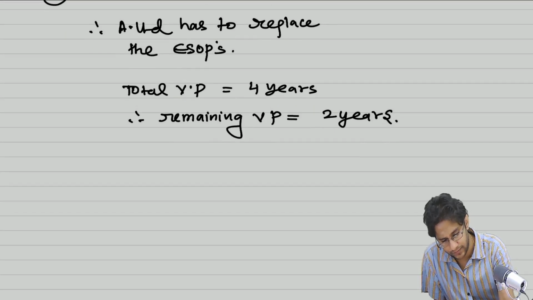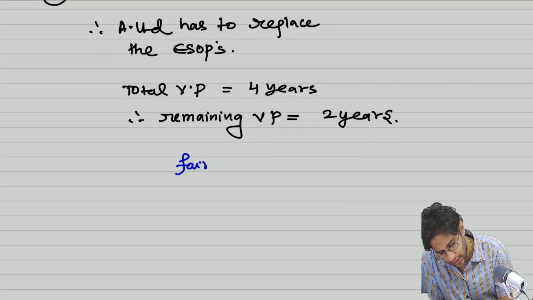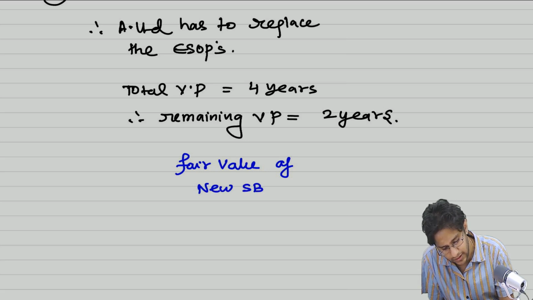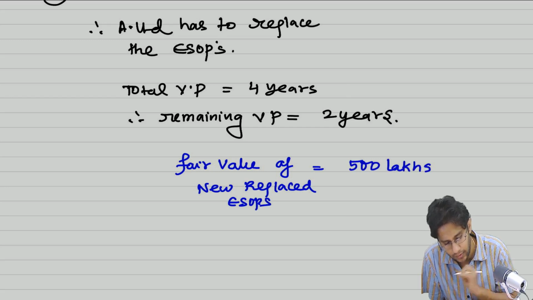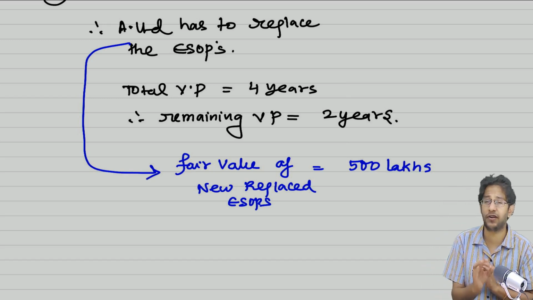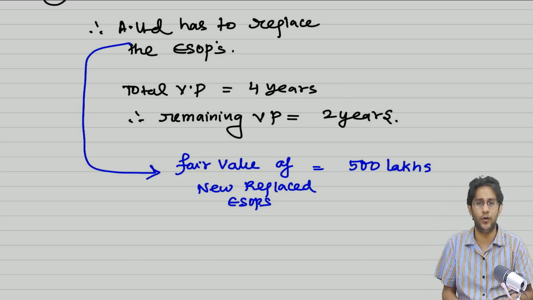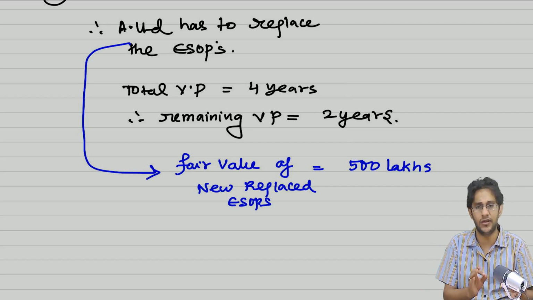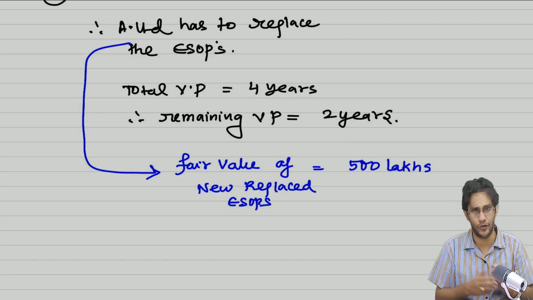Now what you have to do is determine the fair value of new share based awards, that is, the replacement ESOPs. Let us say this is 500. These new ESOPs, whatever A Limited has issued, are new ESOPs, and you work out the fair value as of the acquisition date, because today only they are replacing. This is also the grant date for the new ESOPs.